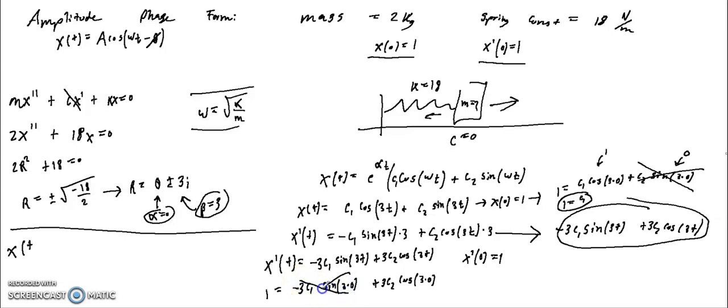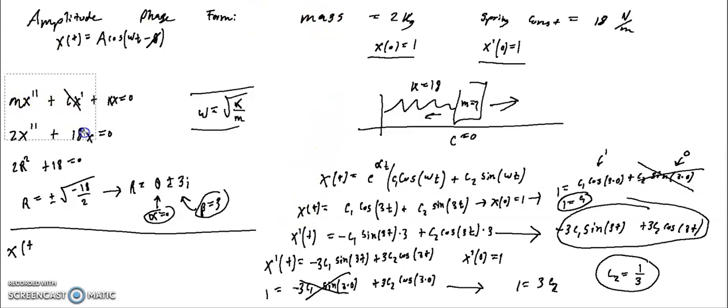And again, sine of 0 is just 0, so that cancels out. And we're left with just 1 equals 3c2. Cosine of 0 is just 1, so we can write the multiply by 1, but it doesn't change anything. So c2 equals 1/3. Now let me just check with my notes real quick to make sure I didn't make any mistakes. And we are all good so far.